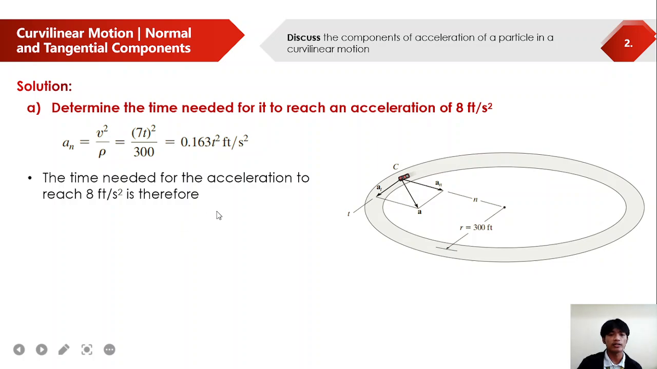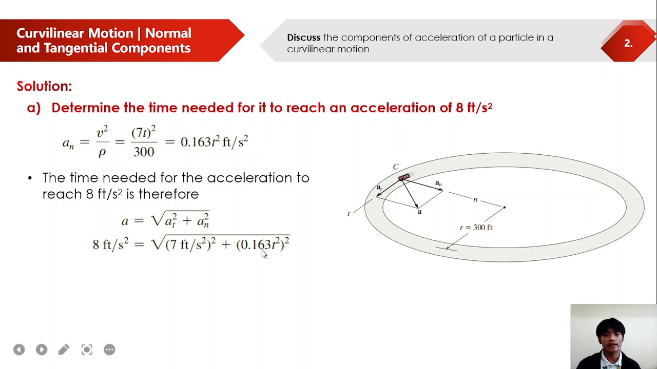So the time needed for the acceleration to reach 8 feet per second squared is therefore a is equals to square root of a sub t squared plus a sub n squared. And then we already solved for our 8 feet. Oh no, this is given kasi ito yung kailangan natin na ma-reach, no, for the magnitude of our acceleration. And therefore we can use this formula to solve for our time needed. So square root of 7 feet per second squared, this is given for the tangential acceleration, plus our solved a sub n in terms of t so that we can solve for the time needed.